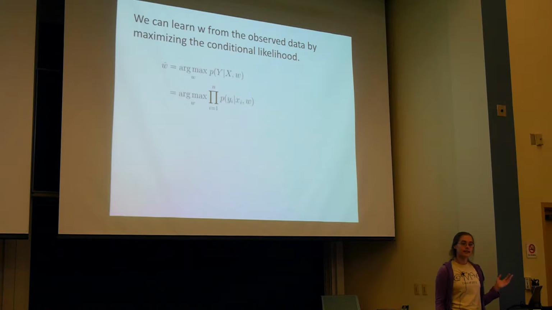So we assume the data are independent, so we can model this joint probability as the product of the individual probabilities.